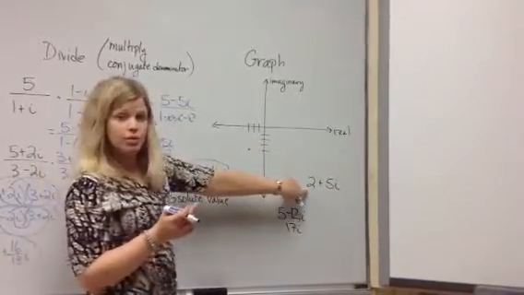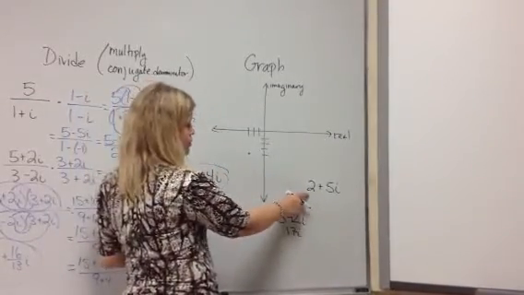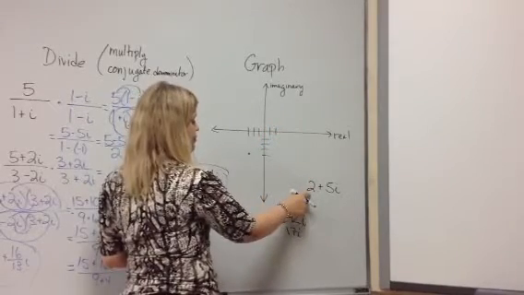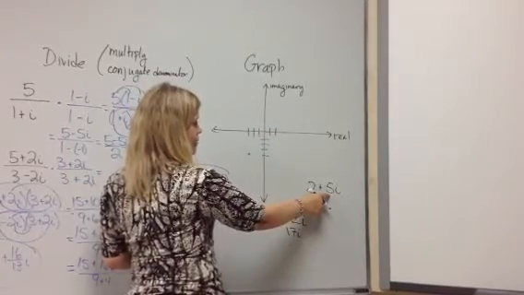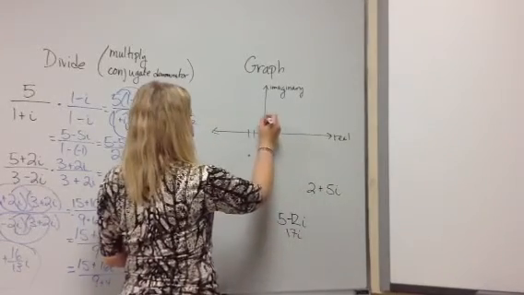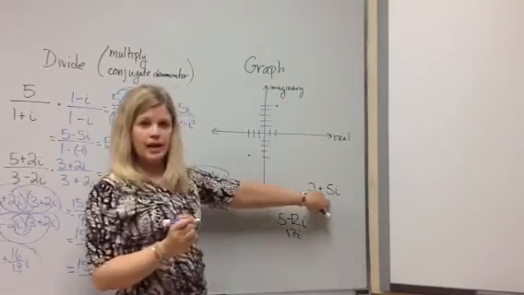Okay? We could also do a point like 2 plus 5i. So which part's the real part? Oh yeah, 2. So to the right 2. And then is this the imaginary? Do I go up or down? Up? Wonderful. 1, 2, 3, 4, 5. So that's that. Okay?